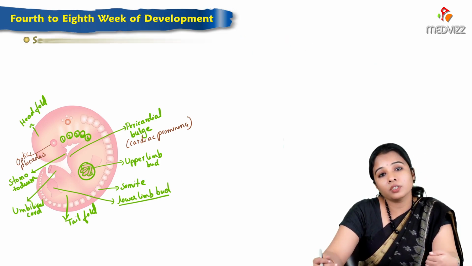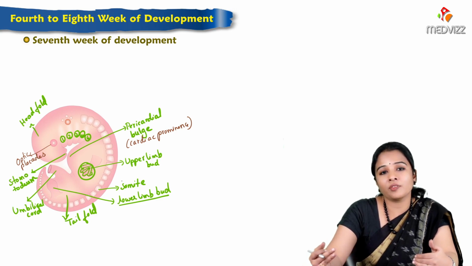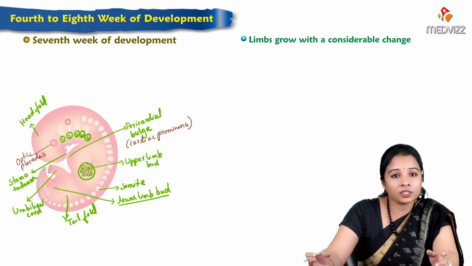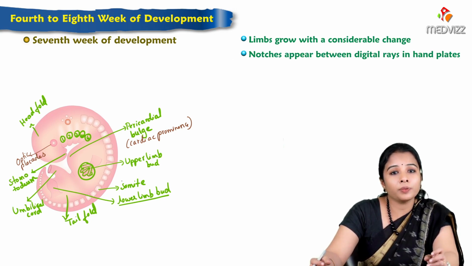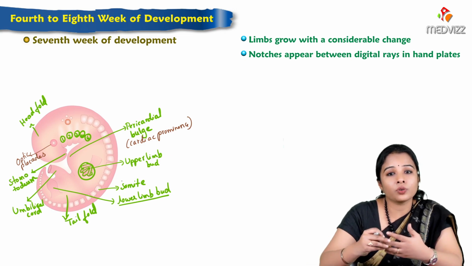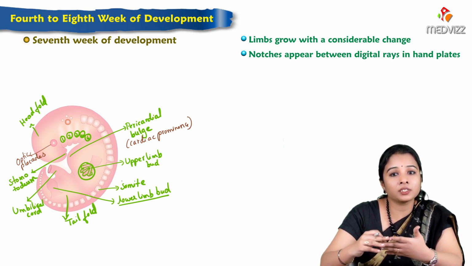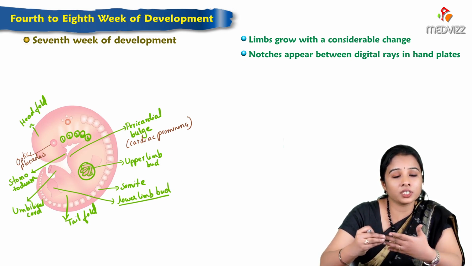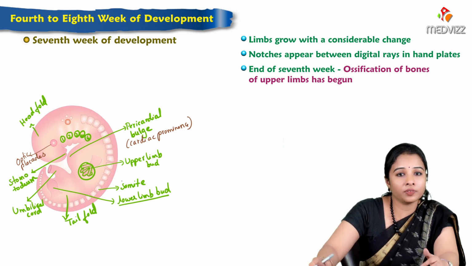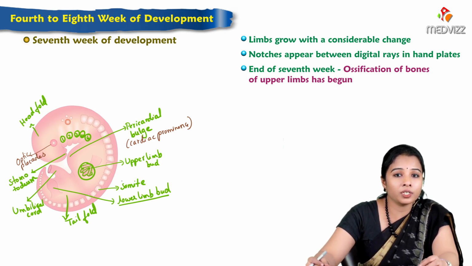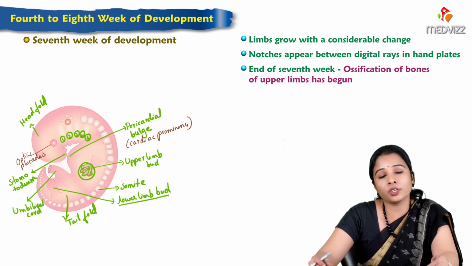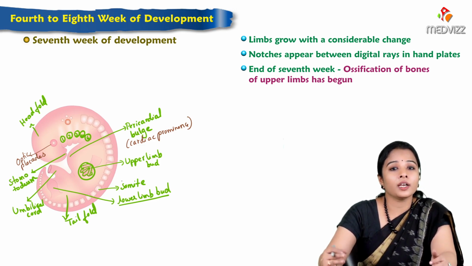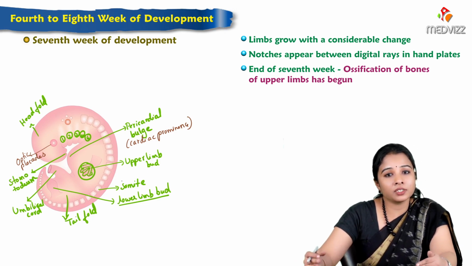So talking more about the 7th week, we will go further into the 7th week. During the 7th week, the limb grows with a considerable change, and notches appear between the digital rays. So the hand plates will form into digits. So digital rays will turn to form digits during the 7th week. And ossification of limb bones has begun now. So during the 6th week we see the first bone to start to ossify is the clavicle, and later during the 7th and 8th week we see the other bones.